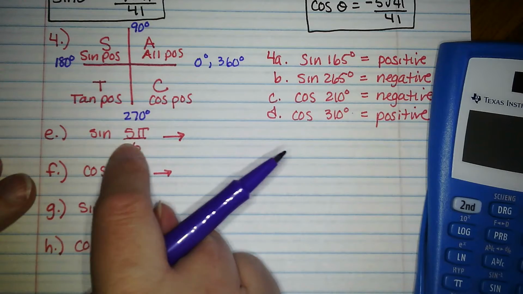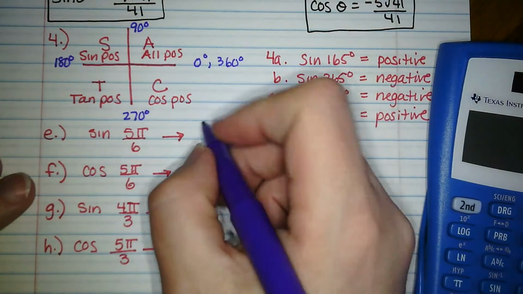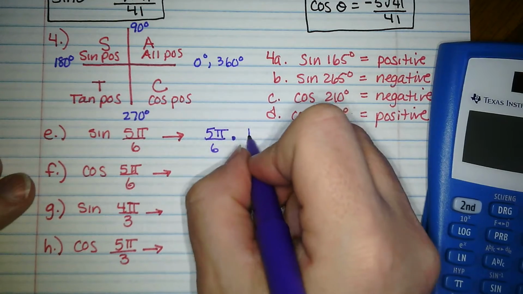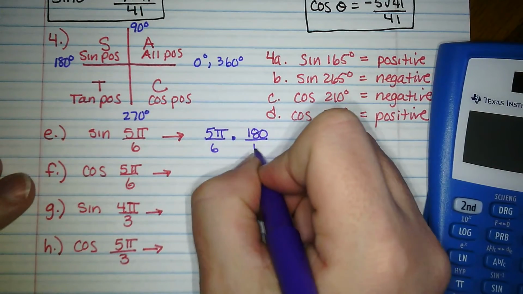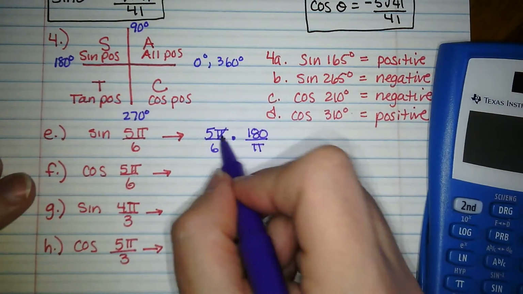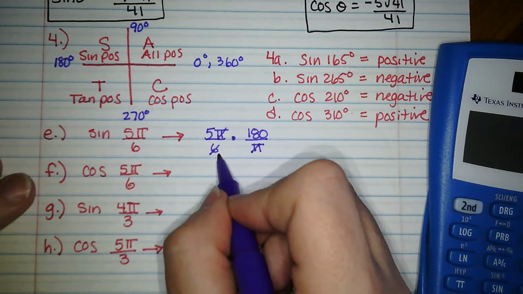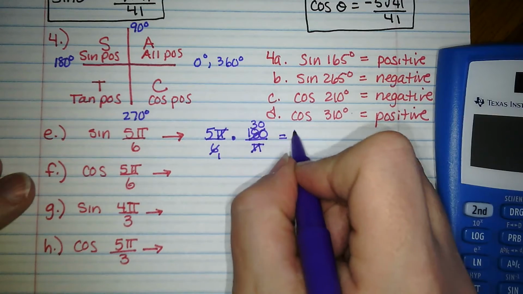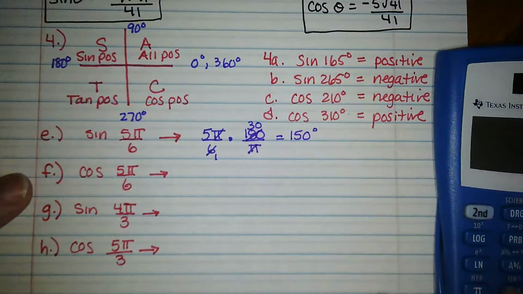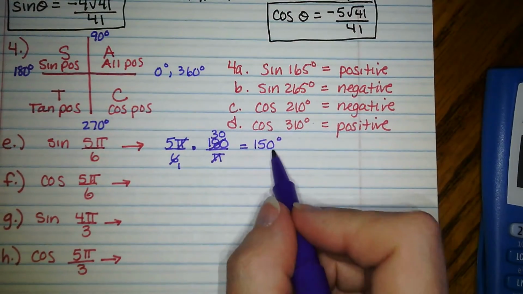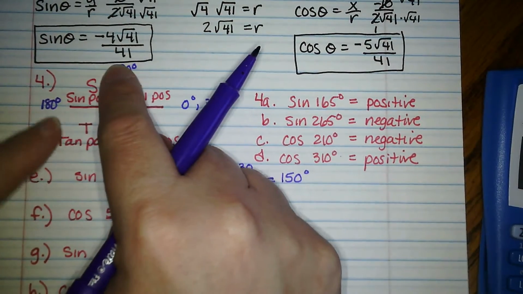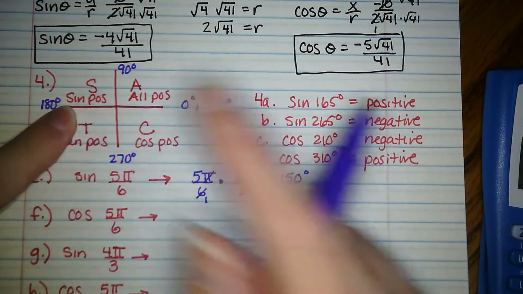So what I'm going to do is use my conversion factor to convert. I'm going to take 5 pi over 6 and multiply it by 180 over pi. That's what's going to give me my degrees. So my pi's cancel, and 6 goes into 180 30 times, and 5 times 30 is 150. So I'm actually looking for the sine of 150. Well, 150 is between 90 and 180, and that's where sine is positive.